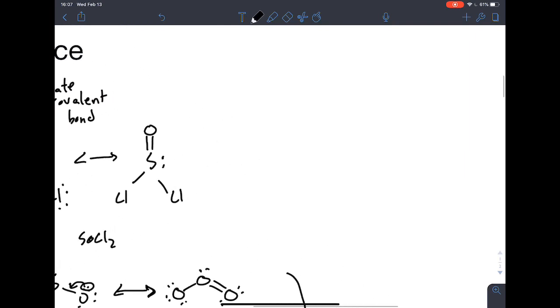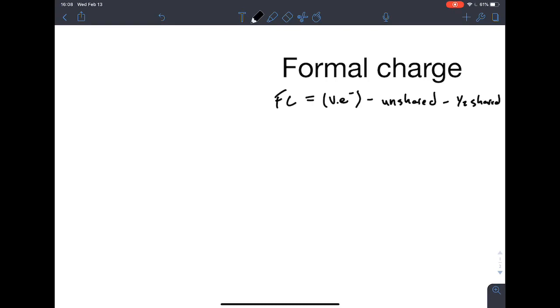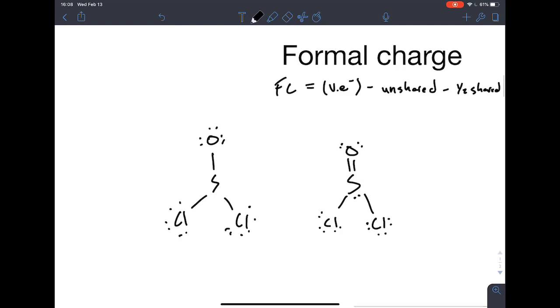Now, let's take a second to figure out what's called formal charge. I'll redraw those thionyl chlorides where I had my oxygen here, and we had our second one that had our double bond. Now, which of these is a more stable and therefore more correct representation of this Lewis structure? The way to do this is to consider the formal charge. The formal charge is just the number of valence electrons minus the number of unshared valence electrons minus 1/2 of the shared electrons.